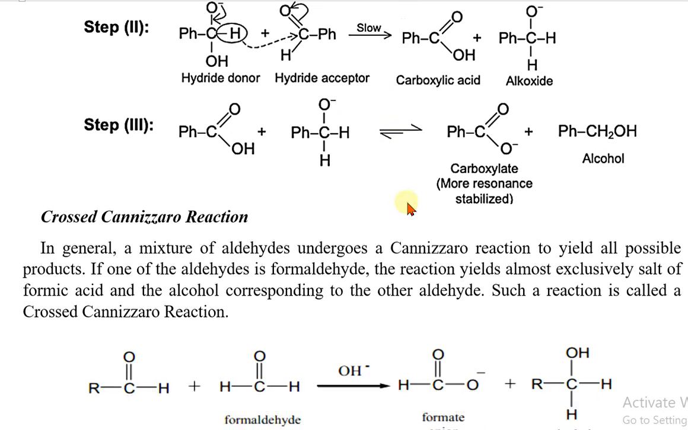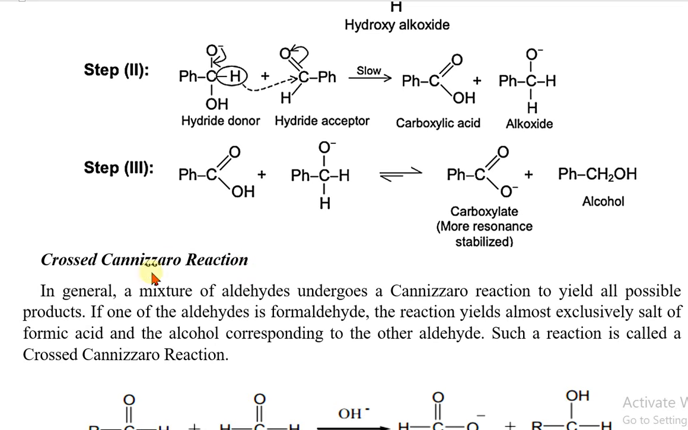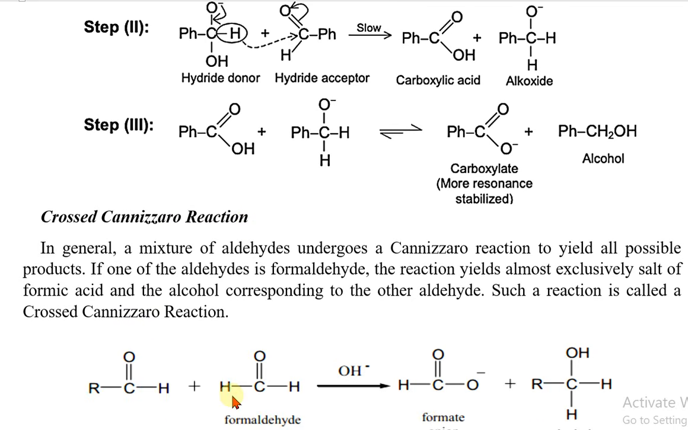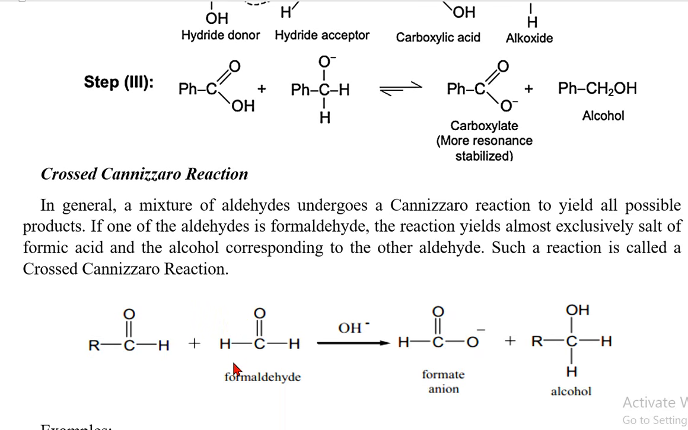So also we have the crossed Cannizzaro reaction, if the aldehydes are different, or both of them are without alpha proton. It will give all possible products. If one of them is formaldehyde, the reaction yields almost exclusively the salt of formic acid. The formaldehyde will always be converted to the carboxylic acid, to give you the salt of the formic acid.